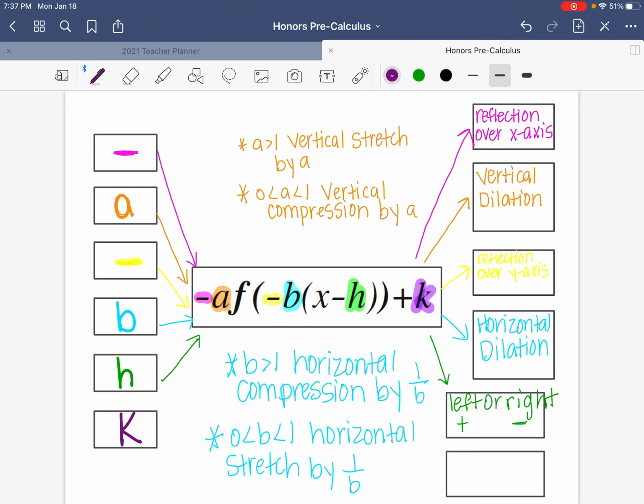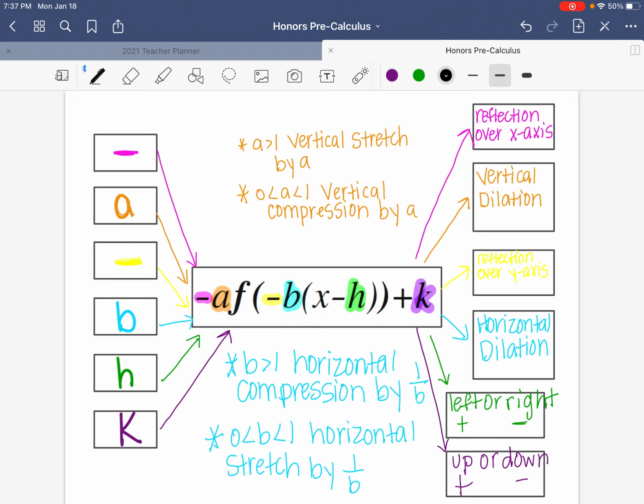And then finally, we have our k value. Our k value is at the very back of the function. And that k value tells me whether we go up or down. And we're going to take that at face value because we're not inside the function anymore. If it's up, it's positive. If it's down, it's negative.